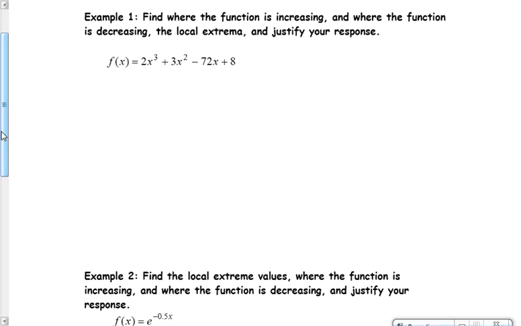Example, find where the function is increasing and where the function is decreasing. Find the local extrema and justify your response. Okay? The big thing here is you have to defend your answer. Because what type of function is this? It's a cubic polynomial. We all have a pretty good idea of what cubic polynomials look like, right?